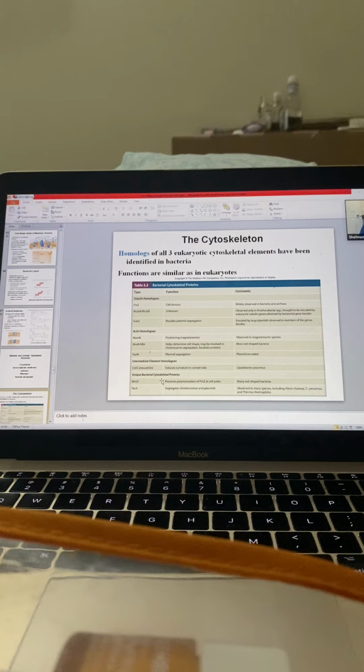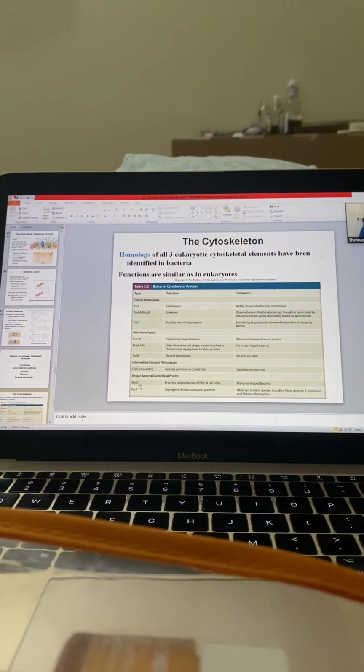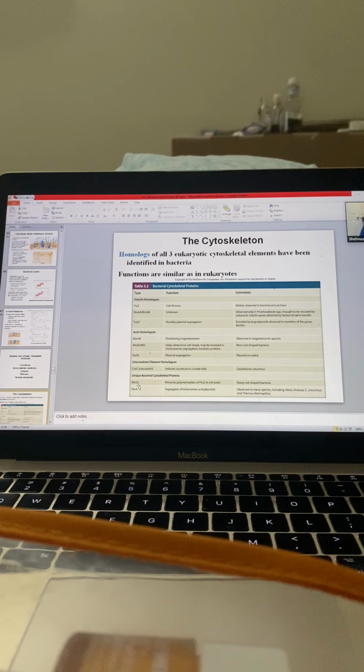But then there are some unique bacterial cytoskeletal proteins that have not been discovered in the eukaryotes. And one of them is MinD. MinD has been studied quite a bit, and it actually prevents the polymerization of FtsZ. Remember this FtsZ, which is found in most bacteria and archaea. This is actually a controlling factor, as I would say, in many rod-shaped bacteria, that FtsZ polymerization will not occur if MinD is not there.